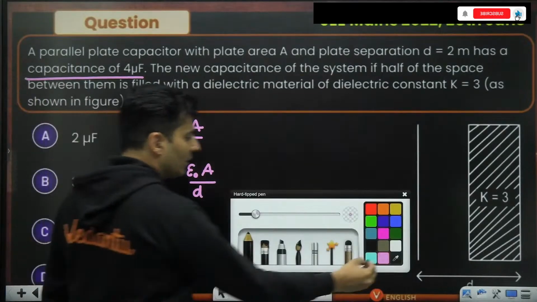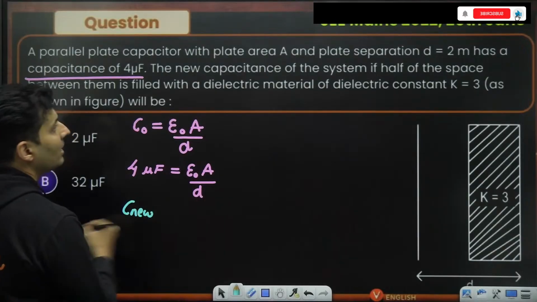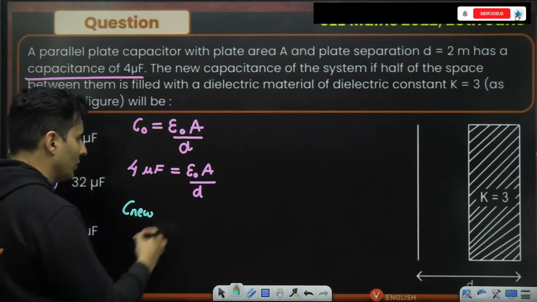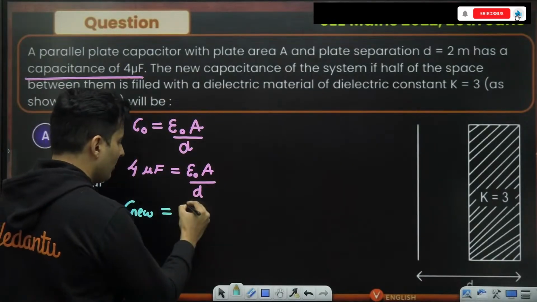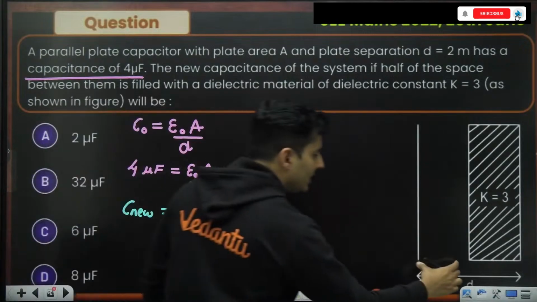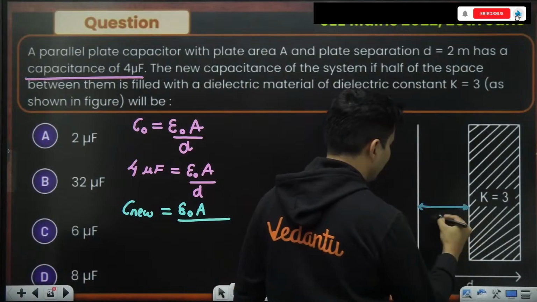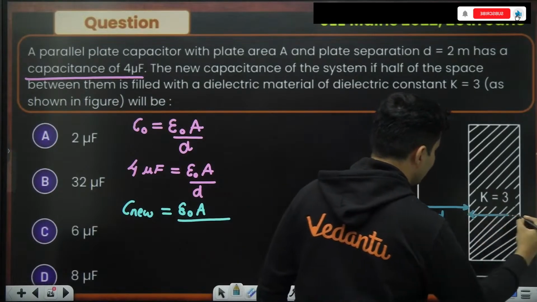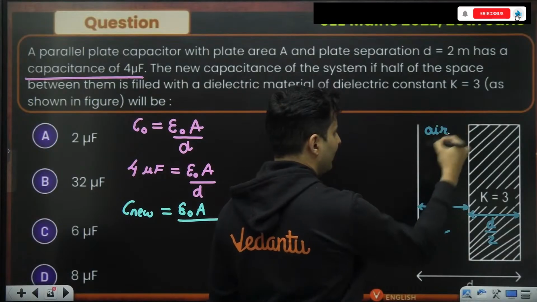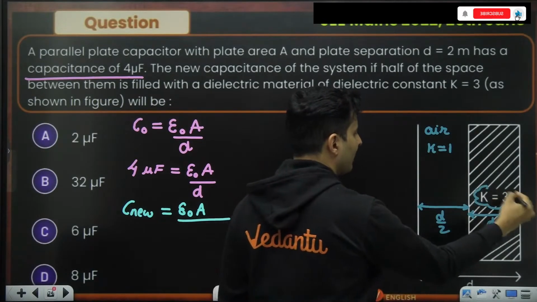But the moment you place this medium in between, there will be a new capacitance, and the new capacitance is exactly what is asked. No issues. We'll see what to do with it. So it will be epsilon naught A, the whole thing divided by this D and this D. How much will it be? Well, this is nothing but D by 2. Obviously, this is also D by 2. But this is air, and what is the dielectric constant of air? It is 1. This is already given over here, K is 3.